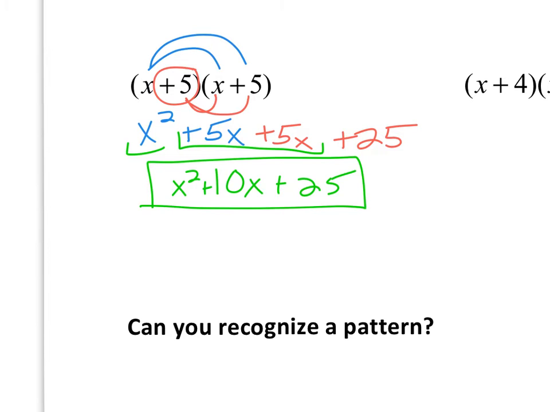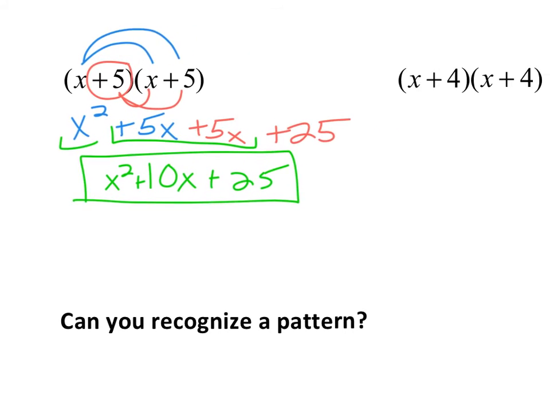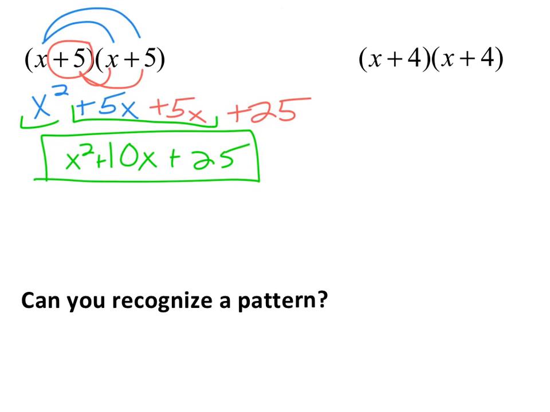Alright, let's work one more together and see if we can't spot the pattern here. So let's take a look at x plus 4 multiplied by x plus 4, and I'll try to fit them side by side here for you. First, take x multiplied by x, you get x squared. Then take x multiplied by 4, you get a positive 4x.